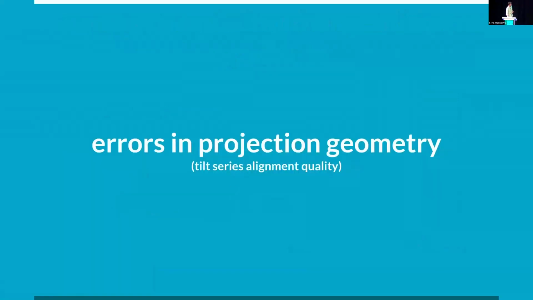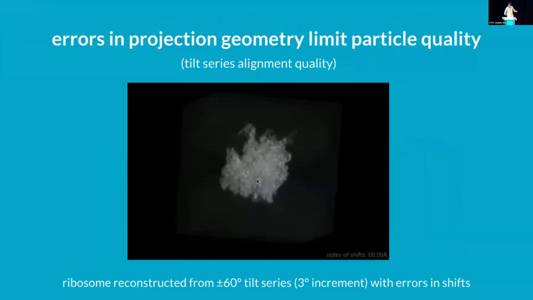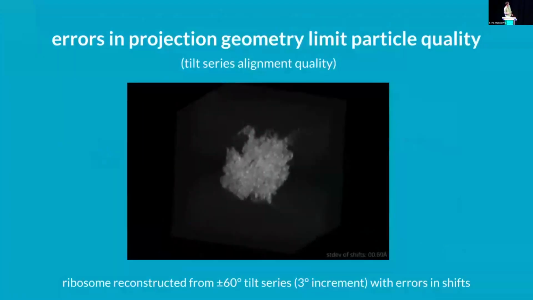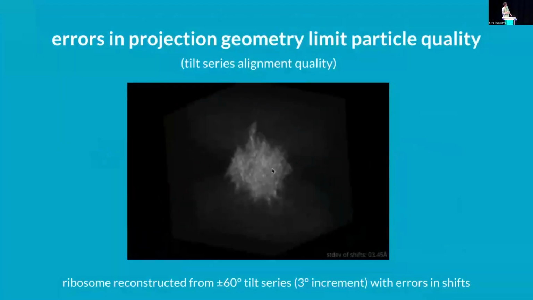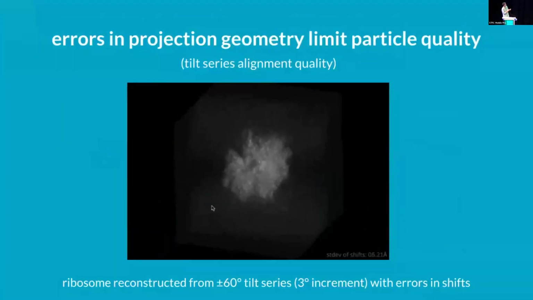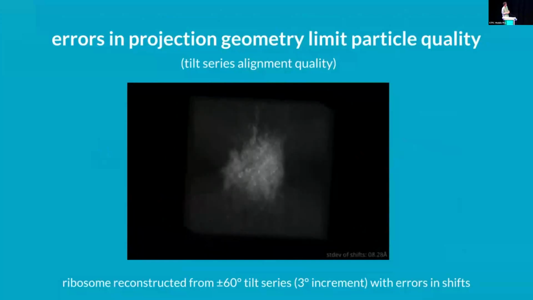Errors in the tilt series alignment. This is a little bit more tricky, and it's only more recently that it's kind of been solved by now multiple packages. Here I've done some simulations of a nice reconstruction of a ribosome, and I slowly introduce more and more shift errors. You can see that at the beginning we had a nice crispy ribosome, even though it's a reconstruction from a tilt series and it has a missing wedge. The quality is actually really good.